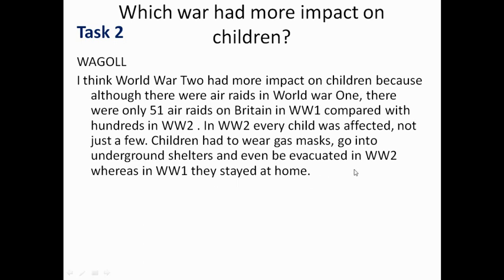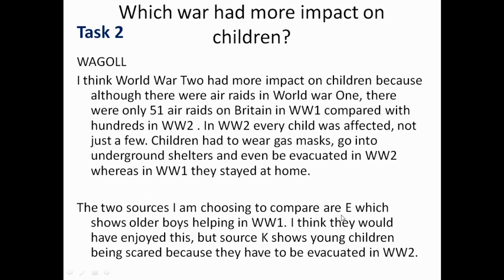Now, the second paragraph, you're going to choose two of the sources. You have to choose one from the section between A and G, that's all the World War One sources, and then you choose one from the World War Two sources, and you're going to choose them to back up your opinion. Here's my example to show you what I've done. The two sources I'm choosing to compare are E, which is the one with the older boys helping making aircraft in World War One, I think they would have enjoyed this, but source K from World War II shows young children being scared because they have to be evacuated. You can choose any two that you like.